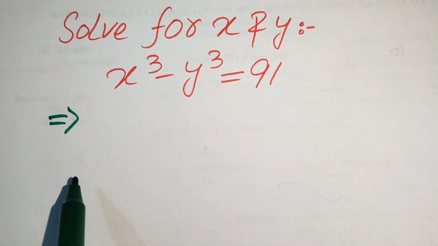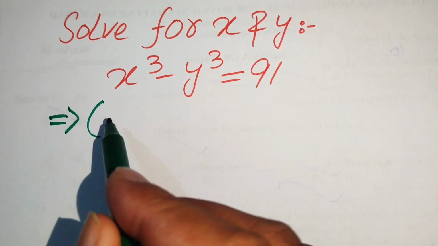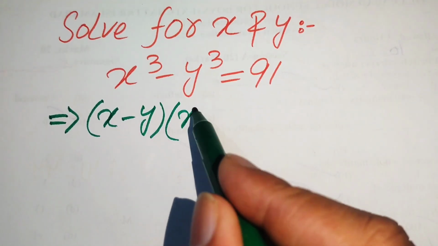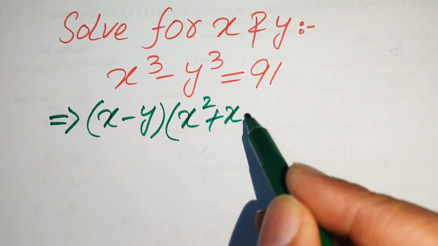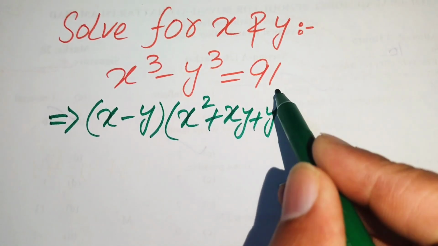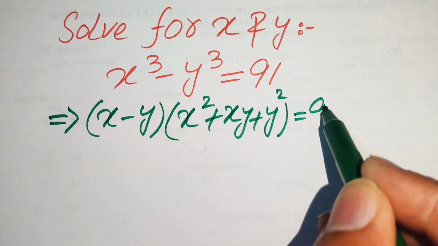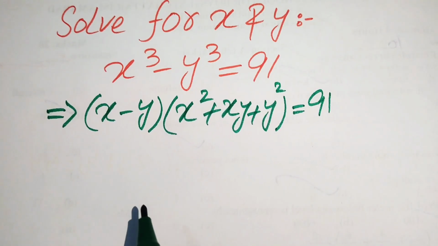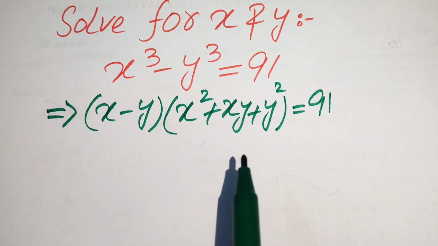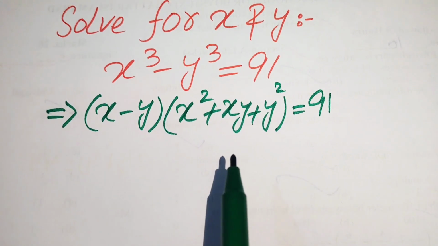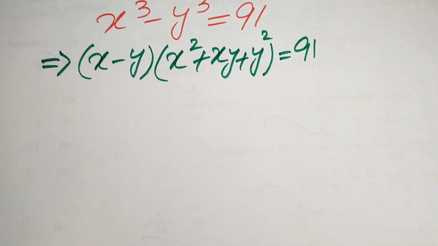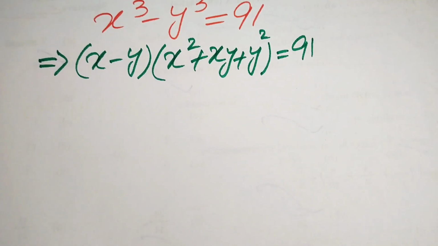If you have x cubed minus y cubed, it equals x minus y times x squared plus xy plus y squared, which equals 91. On the left-hand side we have two factors multiplied by each other, but on the right-hand side we have only one number, 91. So now we first find the products of two numbers that equal 91.